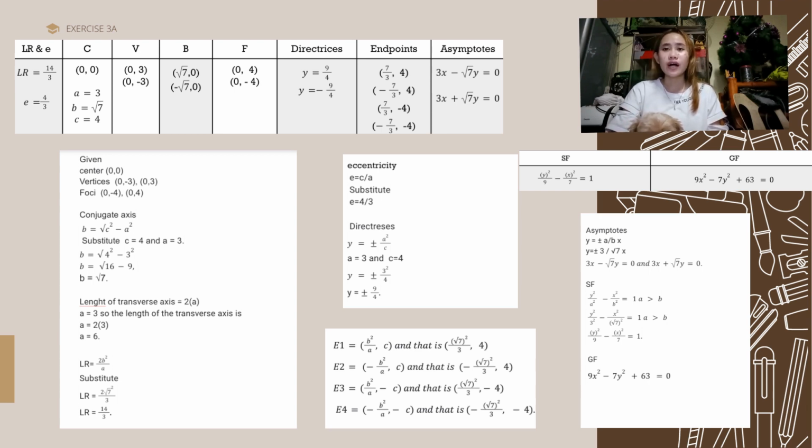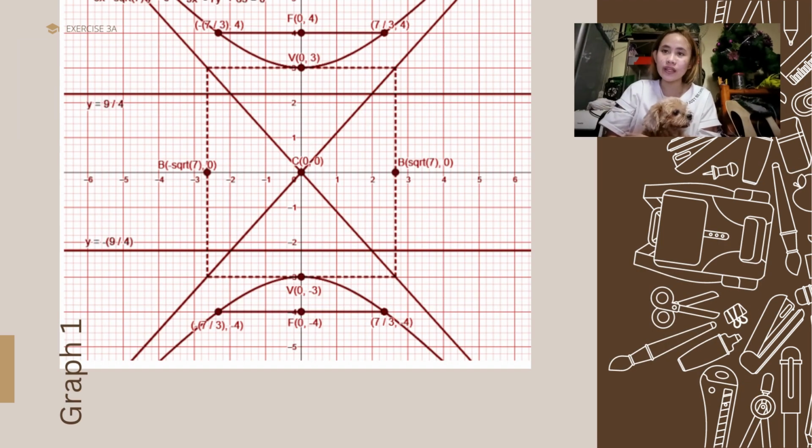After that, sa next slide nito is dun nyo makikita yung graph. Ipa-plot lang naman natin siya. So, ayan. As you can see, ito yung graph ng number 1. So, ito yung vertices. Ito muna yung center ng hyperbola, which is 0, 0. Ang vertices natin is 0, negative 3. Ito yon. And 0, positive 3. And ito naman yung foci natin. 0, negative 4, and 0, positive 4.